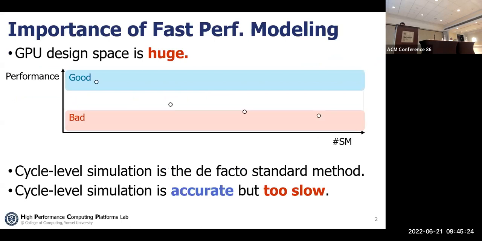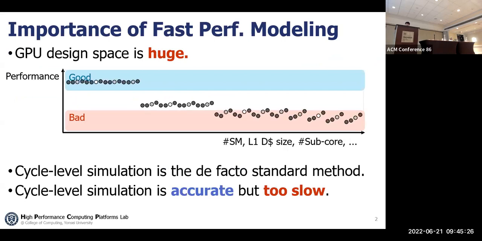To find the best hardware design for various software, architects must optimize and test a lot of parameters in the early design stage. However, the cycle-level simulator, such as Accel-Sim, which is the de facto standard architecture evaluation tool, is too slow. It takes all day long. So it is an inappropriate choice for early design space exploration.